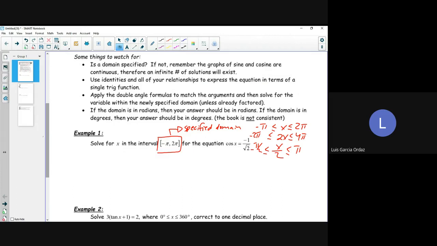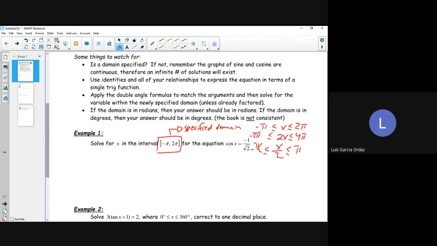So just keep in mind that the double angle formula changes the domain of the function because of that 2x. If the domain is in radians, then your answer should be in radians. If the domain is in degrees, then your answer should be in degrees. When you're doing your homework, the textbook sometimes gives the domain in radians and the answer in degrees, and vice versa. So in this case, just try to keep everything consistent, okay?